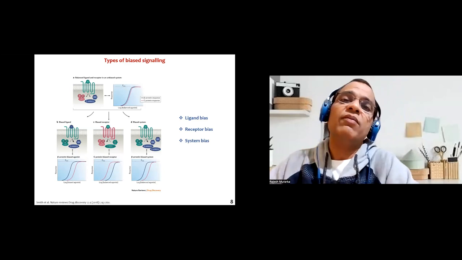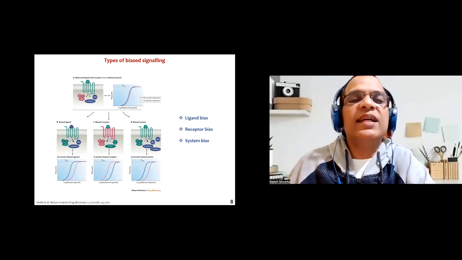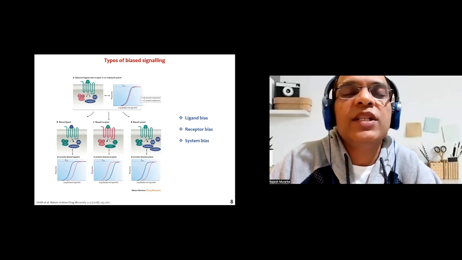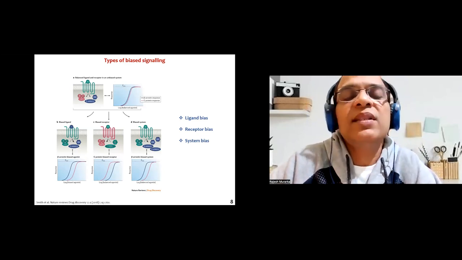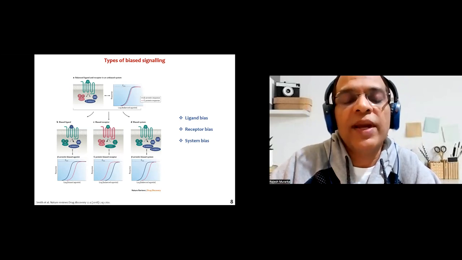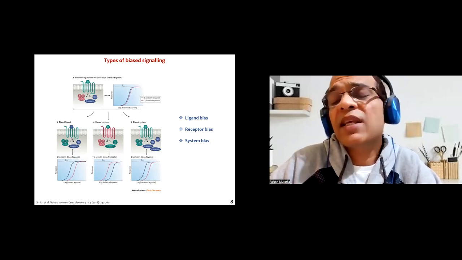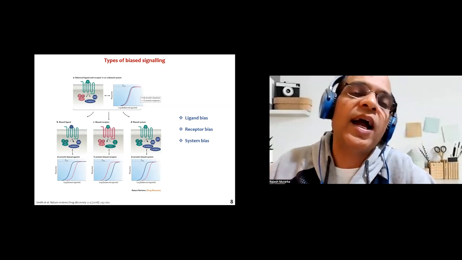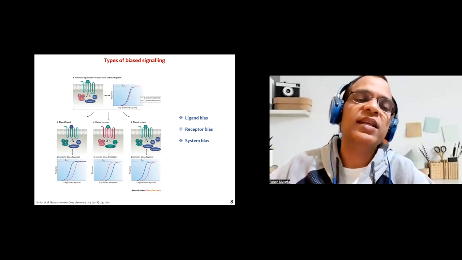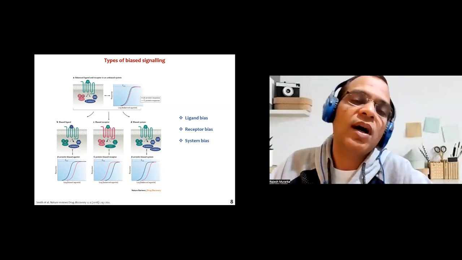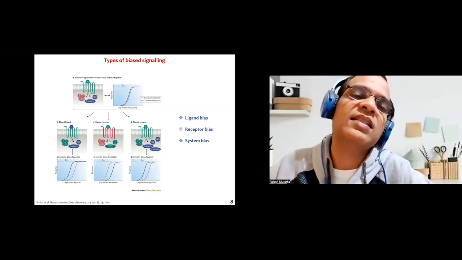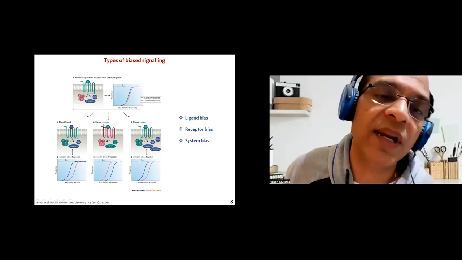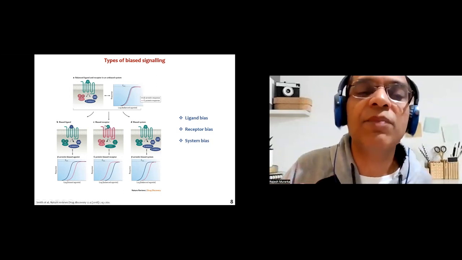Now, there are different types of biased signaling. As I said, the ligand, meaning the drug, can give you biased signaling: it can activate one pathway over the other. But the receptor itself can also give you biased signaling. If I find some mutations in the receptor, and those mutations bias the signaling by activating one pathway over the other, then we can say this is a biased receptor. We will be discussing this when we discuss some of our results. So a biased receptor is one where the receptor itself is biased.